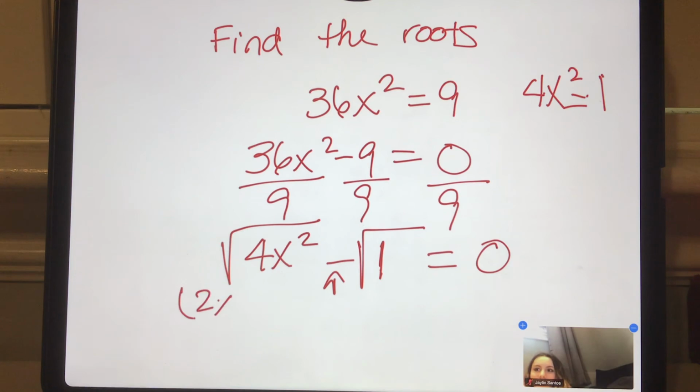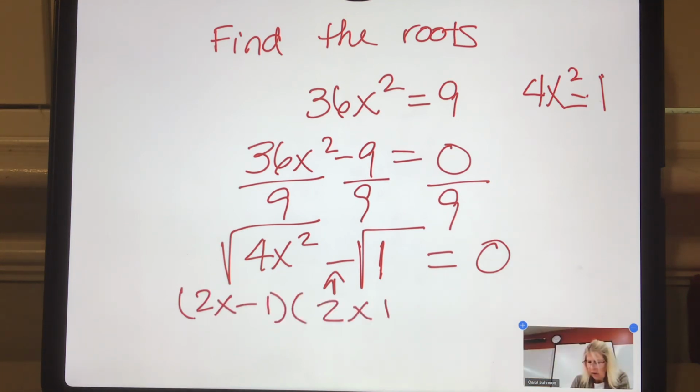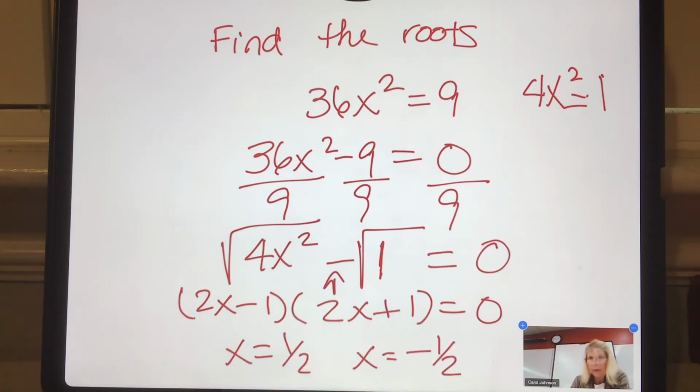So now we factor, we get 2x minus 1, 2x plus 1 is equal to 0. So x is a half, and x is a negative half. Are we there, guys? I'm only spending 1 night on this, just so you know. So you better get this down. We're plugging forward. This is not hard, but it does take time.